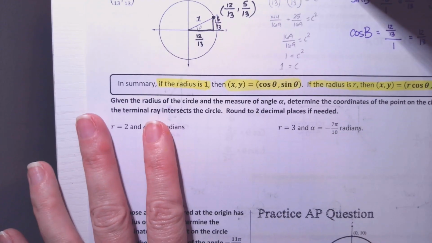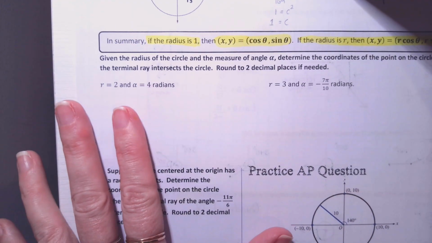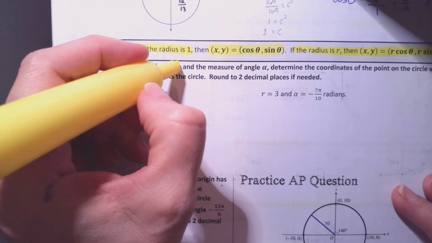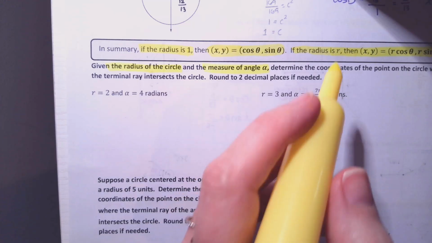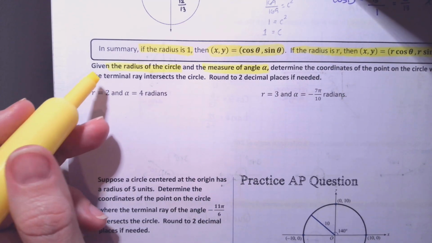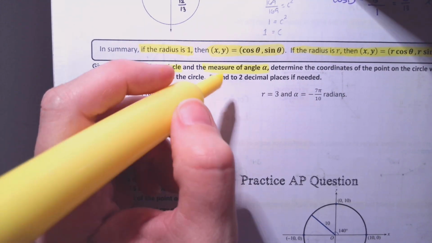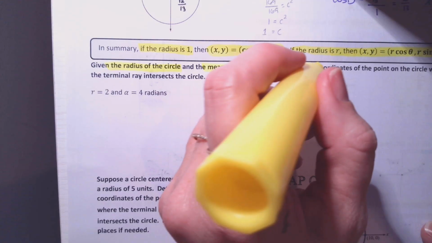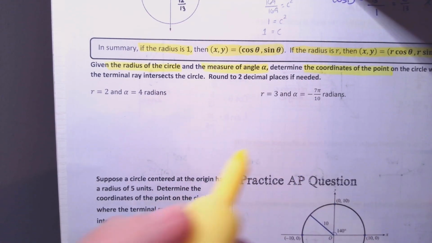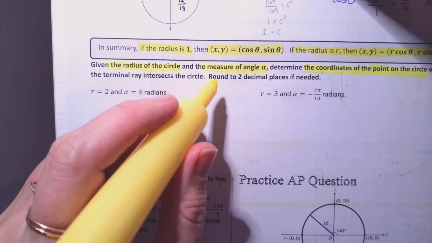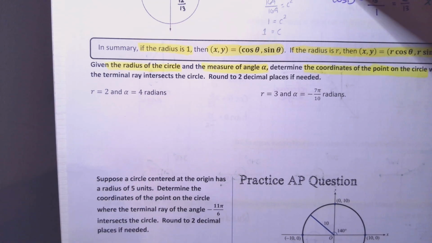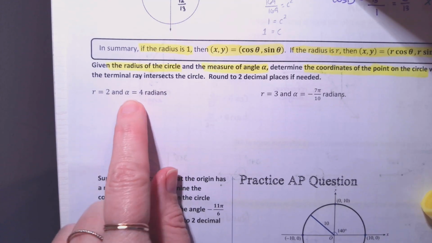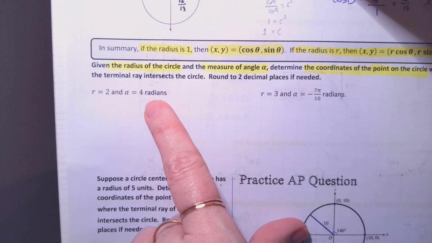Looking at the next section, it says, given the radius of the circle and the measure of angle alpha, we're going full Greek today, determine the coordinates of the point on the circle where the terminal ray intersects the circle, round to 2 decimal places if needed. So you will need your calculator for this, and we don't even have to draw this out. So on the first one, we're given a radius of 2, and we're given alpha, which is the angle measure, is 4 radians.